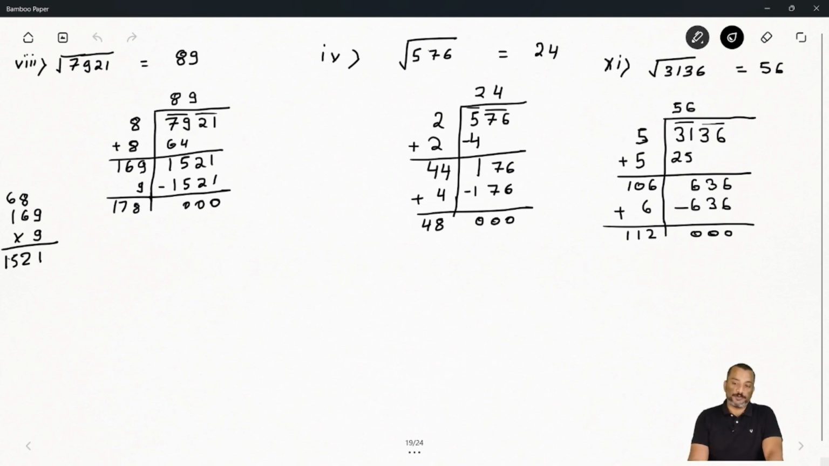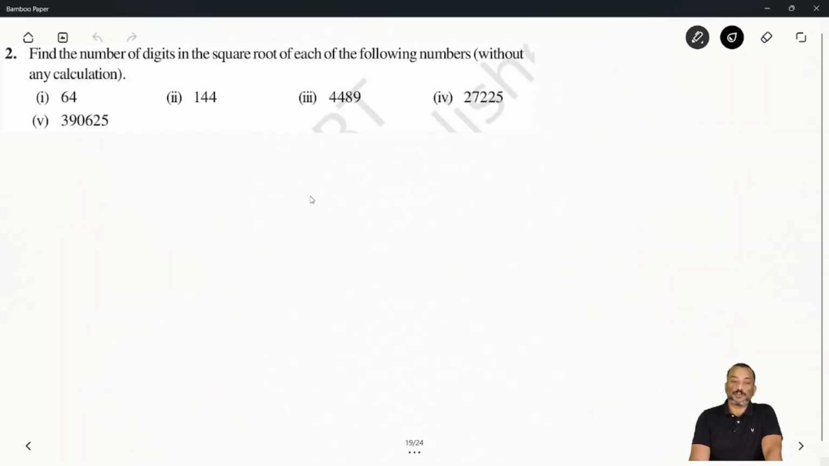Now coming to the next question. It is saying find the number of digits in the square root of each of the following without any calculation. So again, we have to find the number of digits in the square root of each of the following numbers without division. Now this is question number 2.